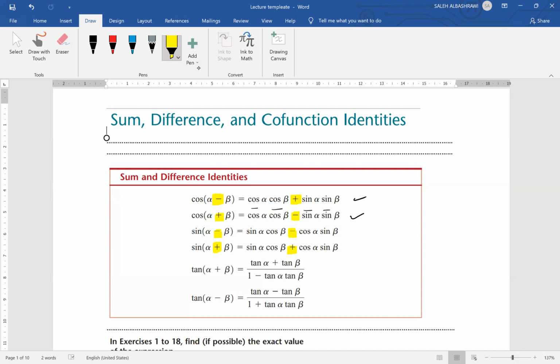For the tangent, tangent alpha plus beta equals tangent alpha plus tangent beta over 1 minus tangent alpha tangent beta. For the difference, tangent alpha minus beta is tangent alpha minus tangent beta divided by 1 plus tangent alpha tangent beta. So these are the sum and difference identities.